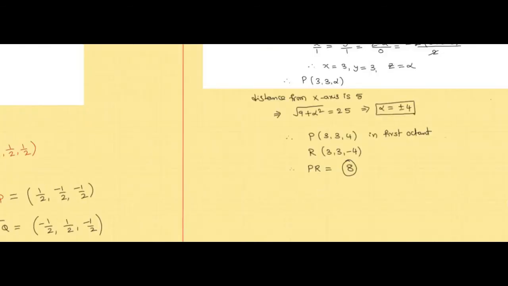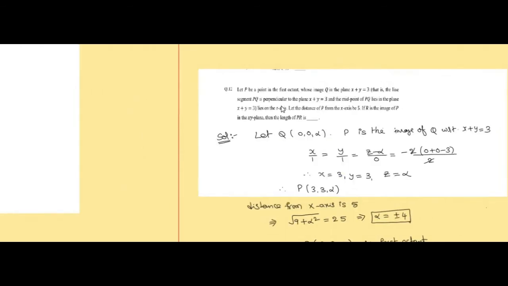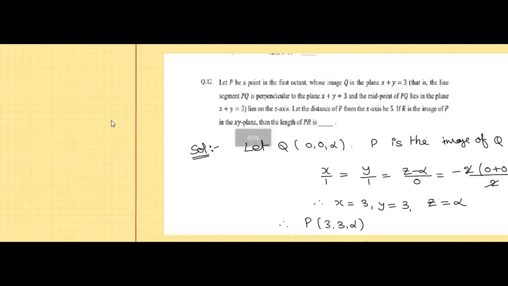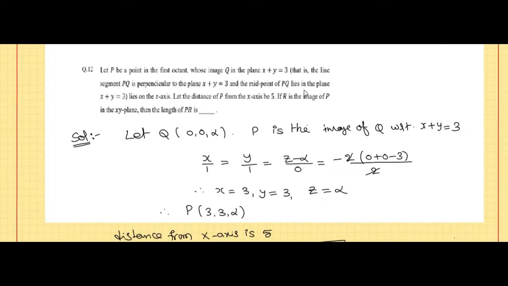Now coming to the second question. The second question from 2018 is: let P be a point in the first octant whose image Q in the plane x plus y equal to 3, that is, the line segment PQ is perpendicular to the plane x plus y equal to 3, and the midpoint of PQ lies on the z-axis. Let the distance of P from the x-axis be 5. If R is the image of P in the xy plane, then find the length of PR.